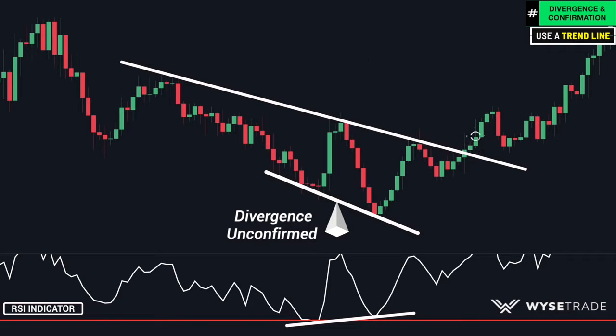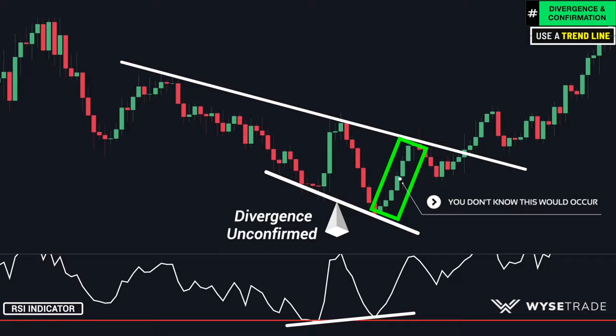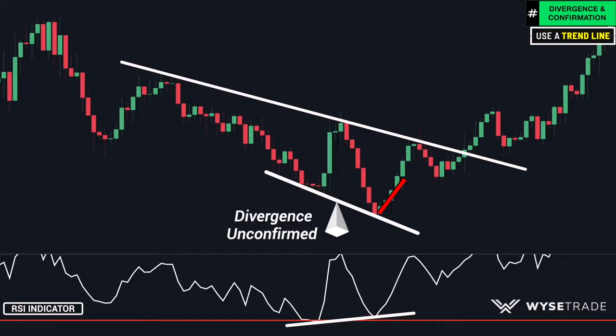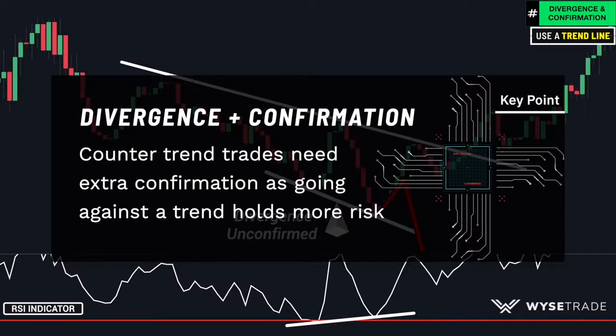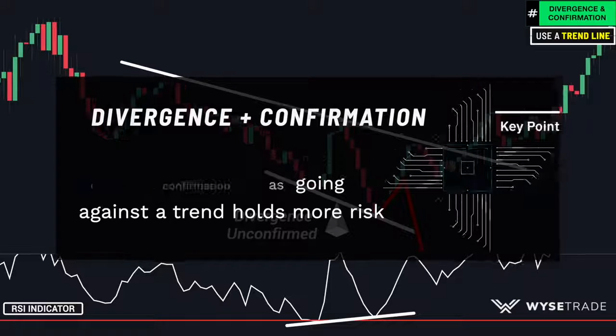So you are probably thinking, why not just jump right into a trade at the second head of divergence here? Well, you don't know this move would occur, meaning price could have pulled back slightly and then continued down. Again, you are going counter trend, and counter trend trades need extra confirmation as they hold more risk.